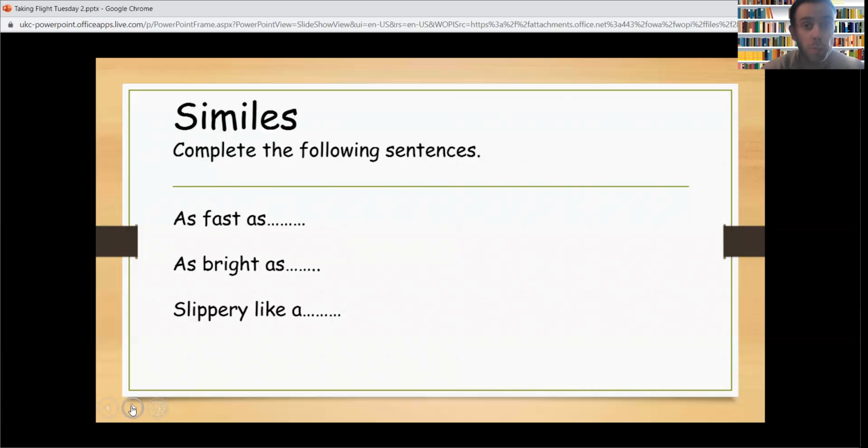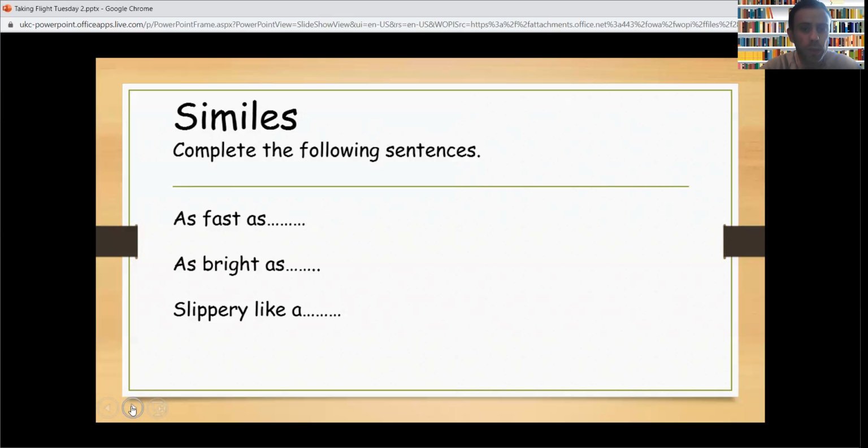Something different, but something that we've done before. It's similes. And it says complete the following sentences. So similes, we have done these before. You should know what these are. It's to help describe something, and it's when you say something is as something else or like something else. It's using something completely different to describe what you're talking about.